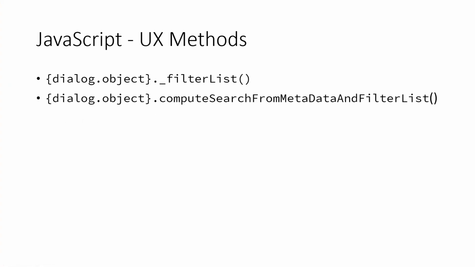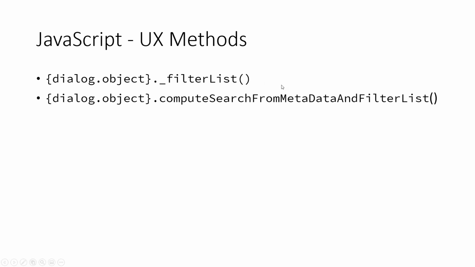So with JavaScript, with a list, there's two categories of JavaScript you can use with the list control. You can use UX component methods, which are called from the dialog.object placeholder that you put in your JavaScript when you're writing JavaScript in an action somewhere, like a click action or as part of an event that you've hooked. First one being underscore filter list, capital L, which filters a list. And then this other one, compute search from metadata and filter list, takes a different set of parameters. They're a little more complicated setup, but both of these will search a list because they're on the dialog object.